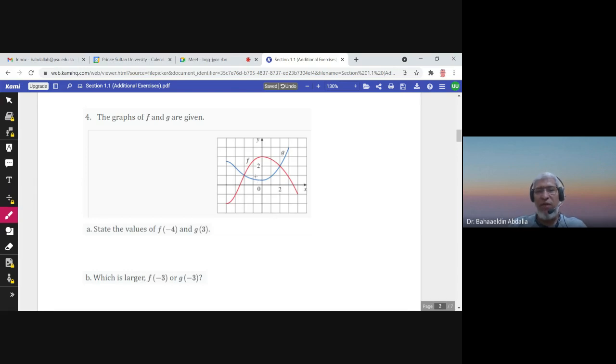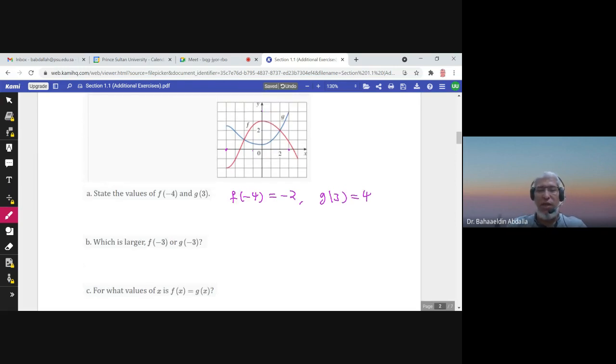These are two graphs. The red one is the graph of f, and the blue one is the graph of g. So state the values of f of negative 4, g of 3. This is negative 4. Now f is the red one, so I go down, so it's negative 2. So f of negative 4 is negative 2. While g of 3, x is 3, so 1, 2, 3, this is 3. G is the blue one, you go up, 1, 2, 3, 4. So this is 4. So g of 3 is 4.